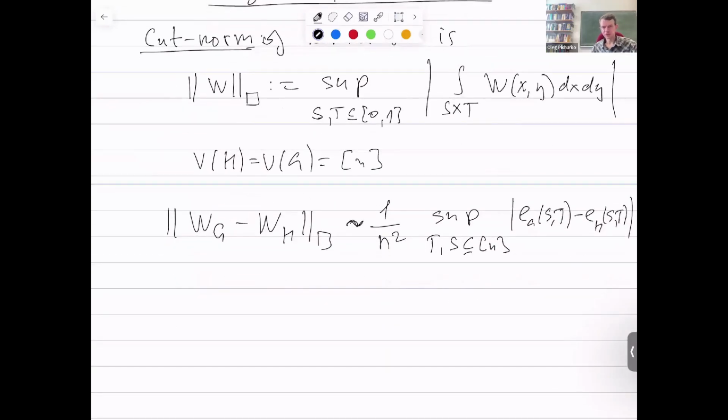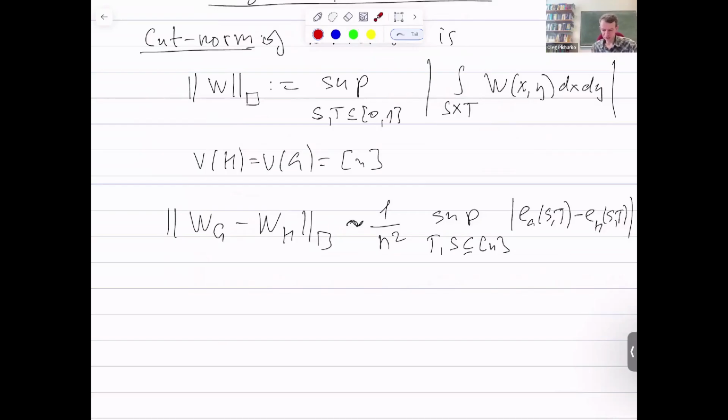This formula is not quite correct because in this top definition, S and T could split vertices into parts. So here I would take some fractional version. But again, if you care about going to 0 or not, then these are equivalent definitions.